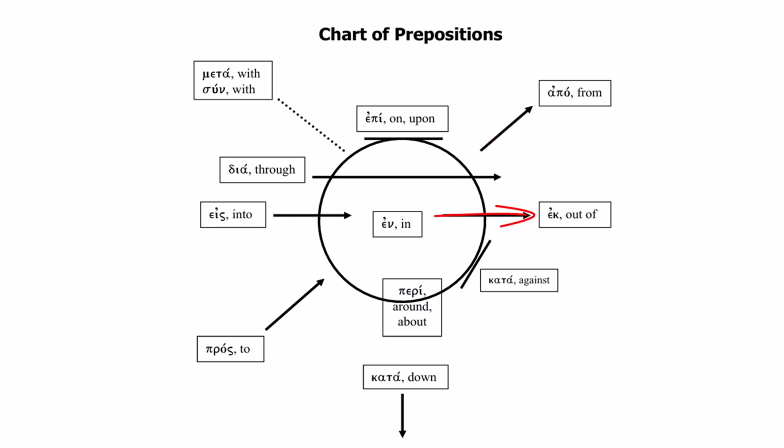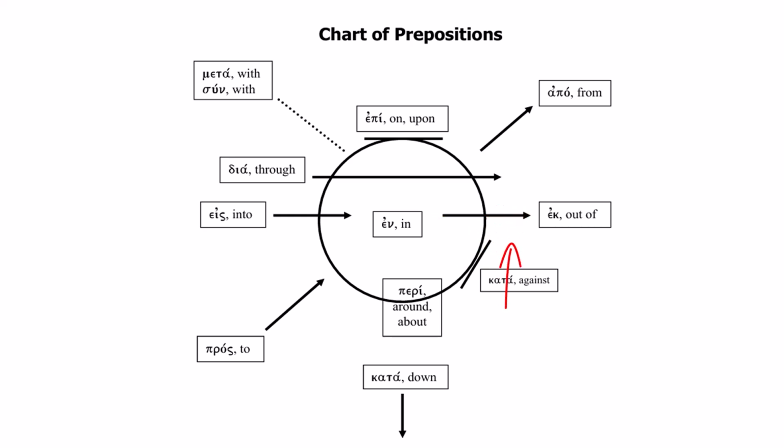And then you have the word ek. Ek means out of. This is a word that is used to form the word ecclesia, meaning church. And church means the people that are called out of the darkness into light. So the preposition ek means out of.